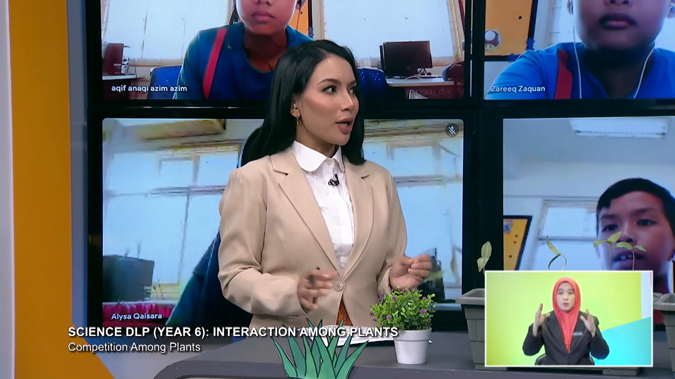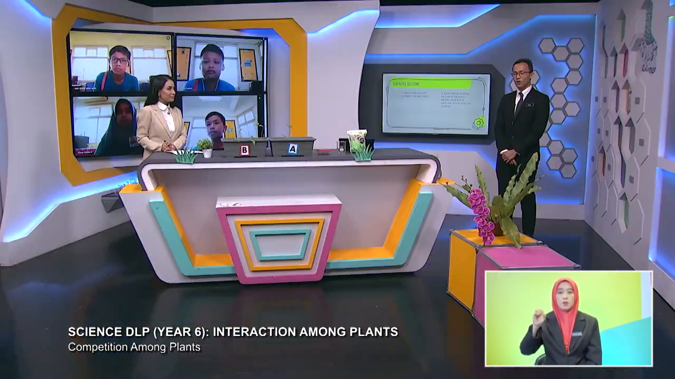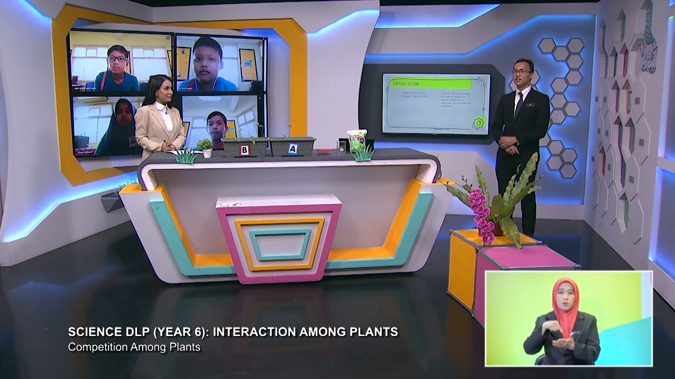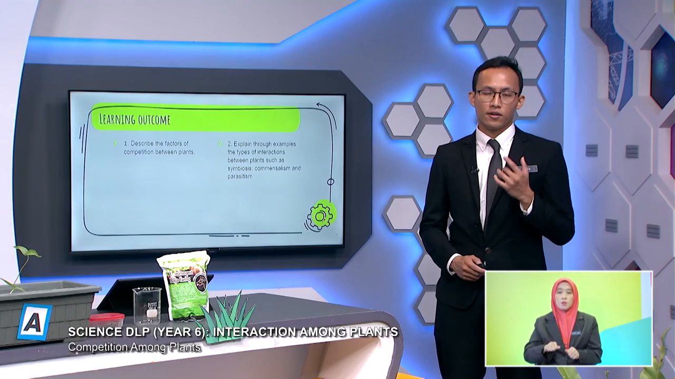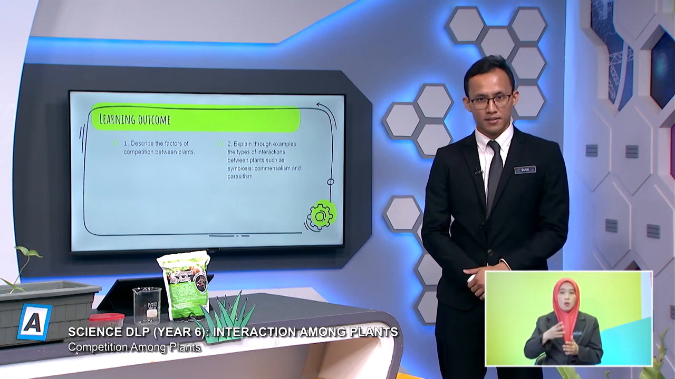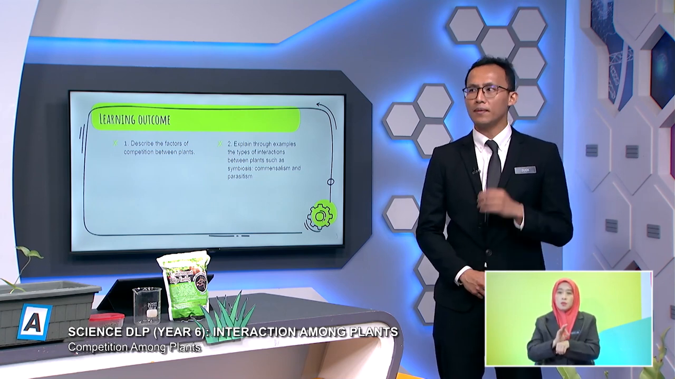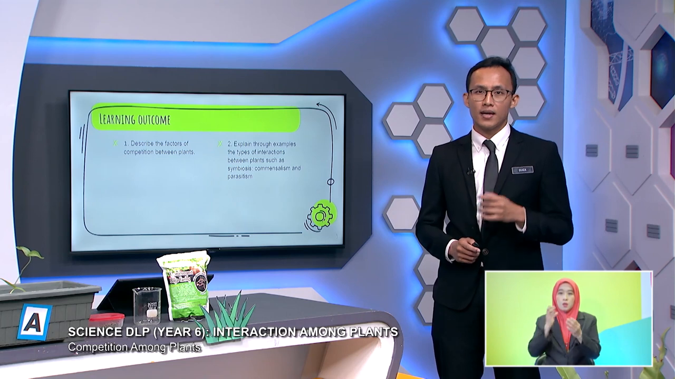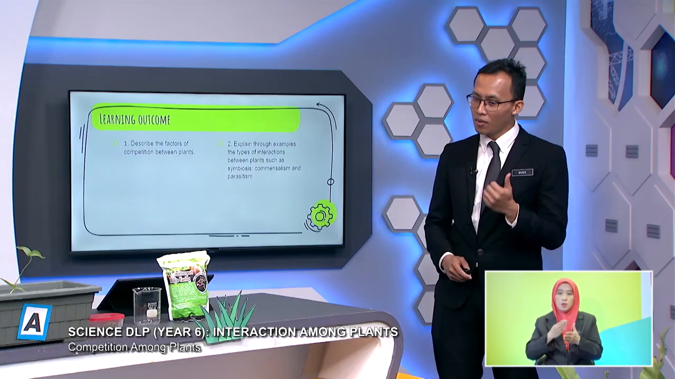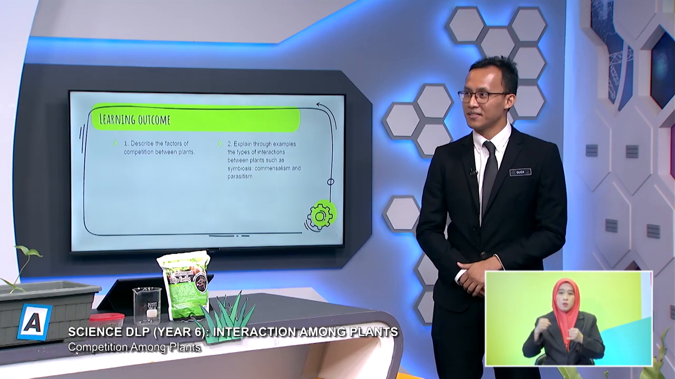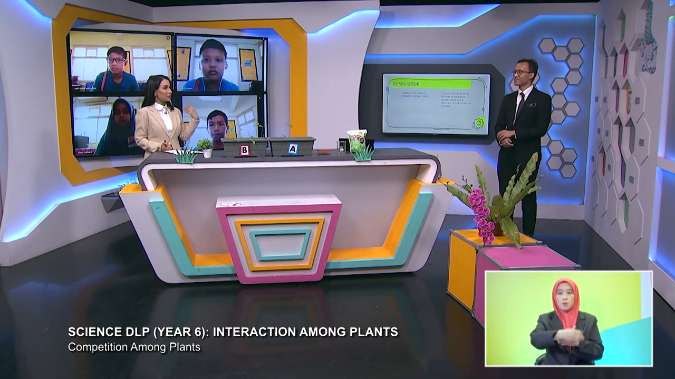All right, Mr. Q. Now, what are the learning outcomes and objectives for today? At the end of this session, pupils will be able to describe the factors that affect the competition between plants. And they will also be able to explain through examples the type of interaction among plants, such as symbiosis. Symbiosis consists of commensalism and also parasitism. Wow, okay. Mr. Q, please proceed.